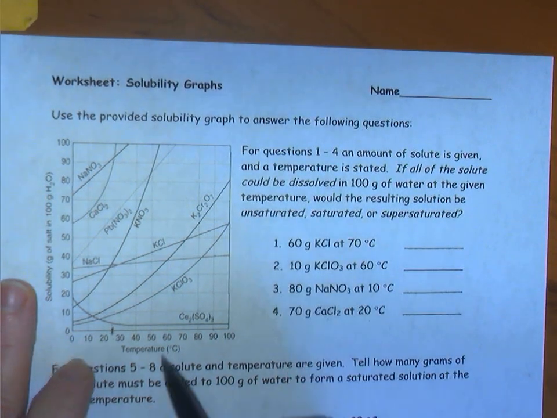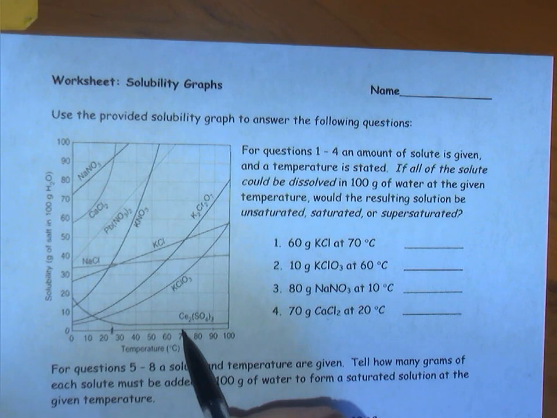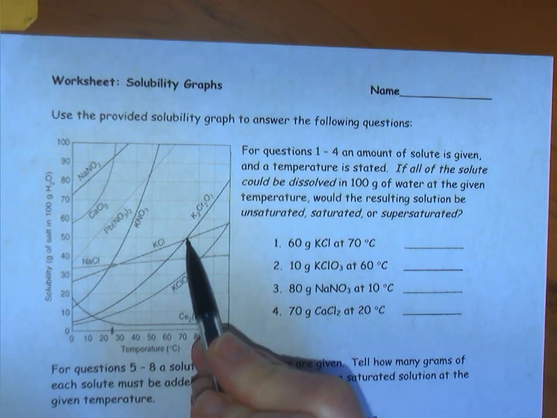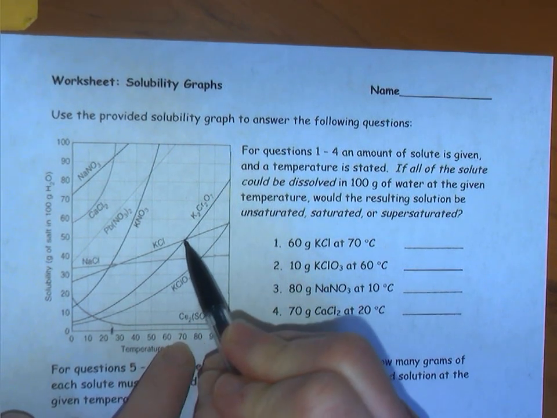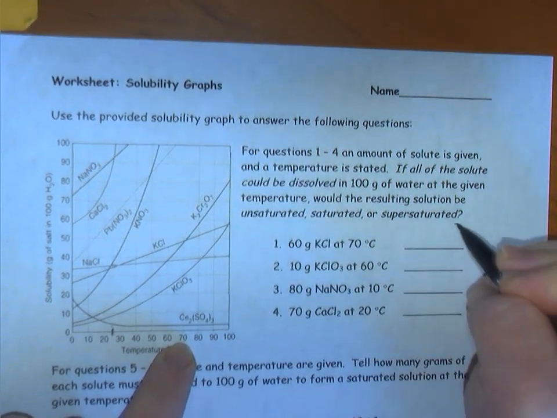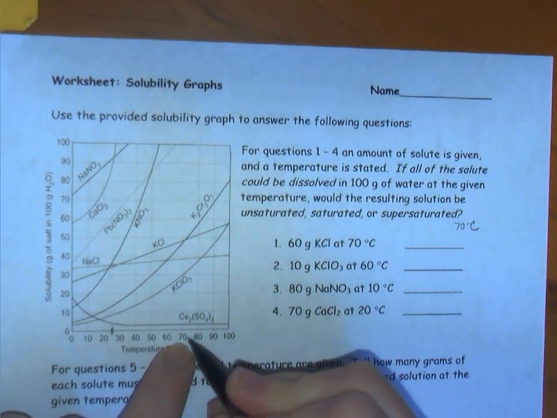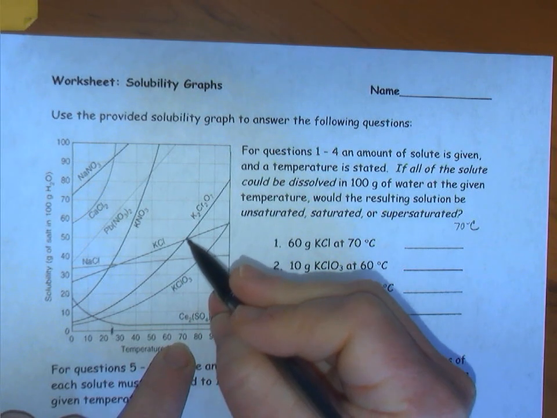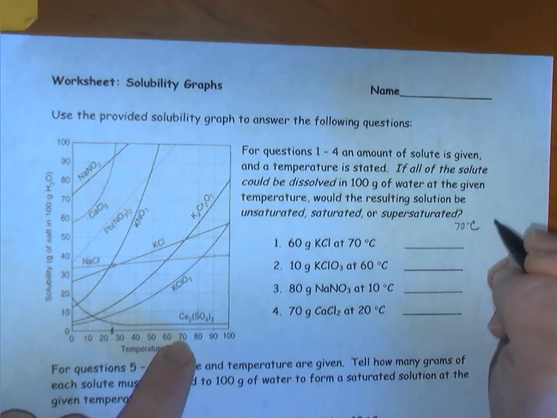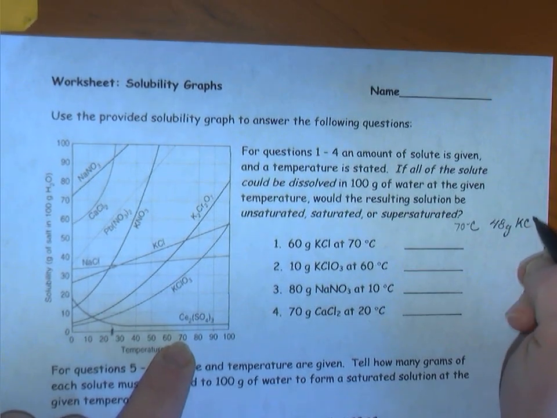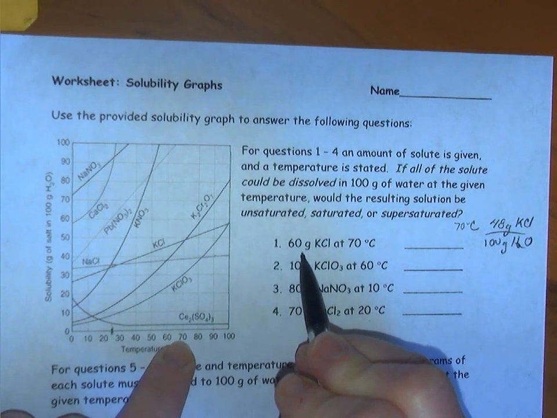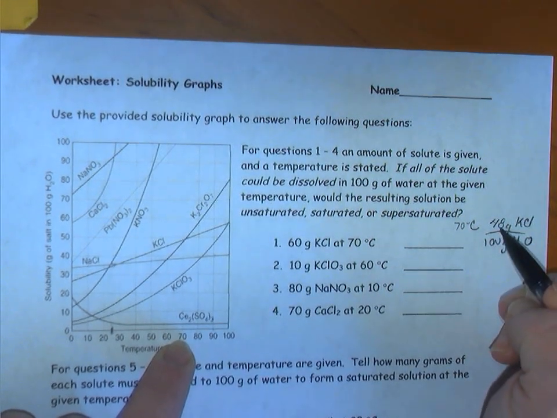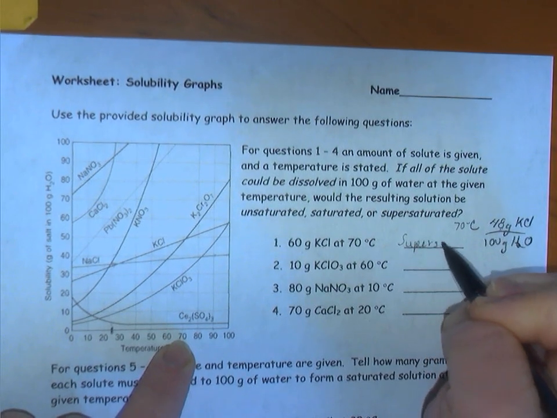So let's look at 70 degrees Celsius, and they're asking about potassium chloride. They're saying, okay, if we have 60 grams dissolved. Well, the solubility at 70 degrees Celsius of potassium chloride, I'd say, is about 48 grams per 100 grams of water. If we have 60 grams dissolved, it's above that, so it would be supersaturated.